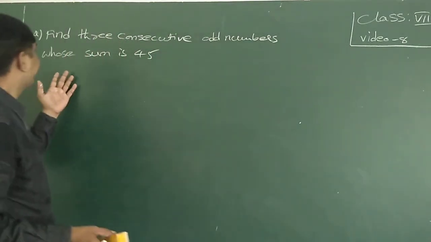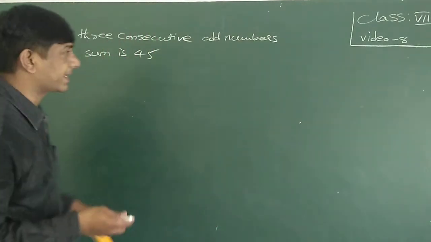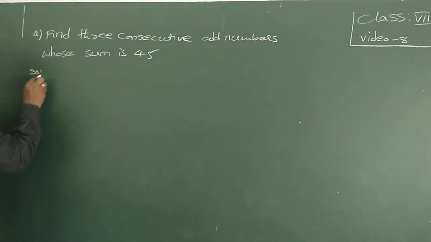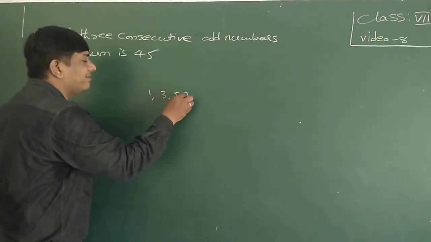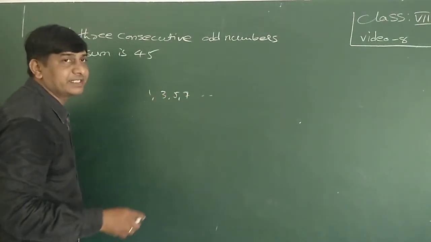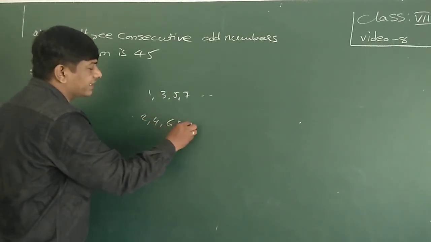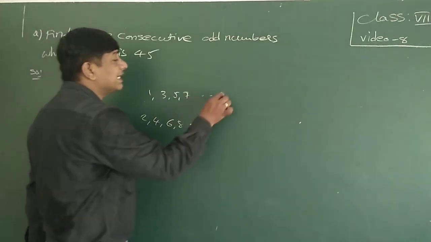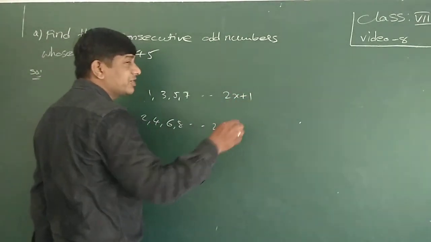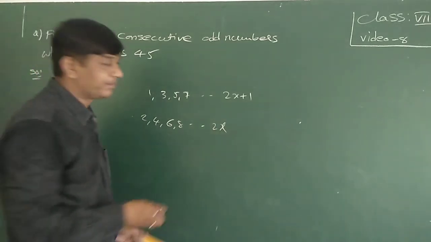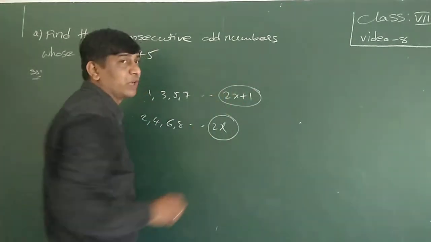Okay, find the 3 consecutive odd numbers. Take the general odd number form only. Odd numbers are 1, 3, 5, 7 and so on. These are the odd numbers. Even numbers are 2, 4, 6, 8. These are the even numbers. The general form of the odd numbers is 2x plus 1. The even number form is 2x. Remember this one. Even number form is 2x. Odd number form is 2x plus 1.